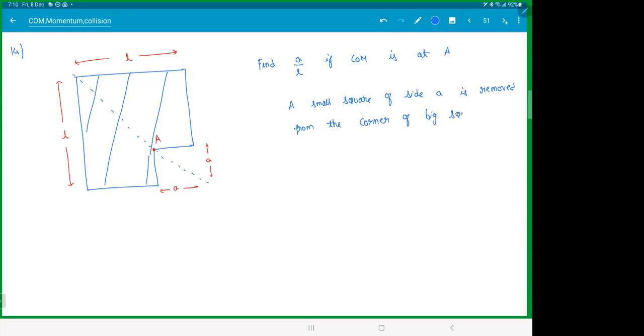Let's get this. So that point A, which is that cavity corner, should be the center of mass. Now, this does not happen for any cavity. That A by L has to be a specific ratio. So find that ratio, if A by L, that point is the center of mass.